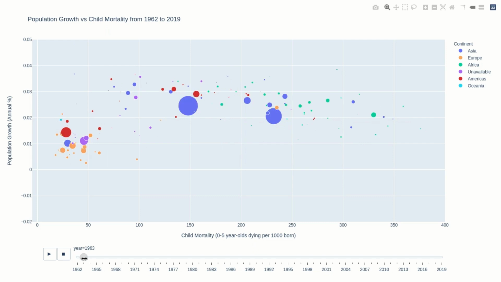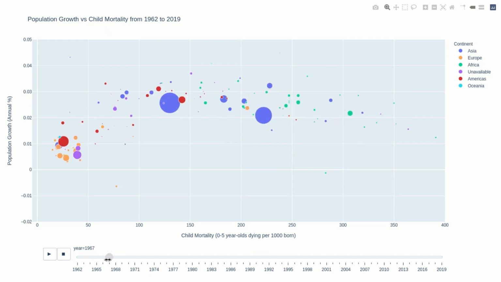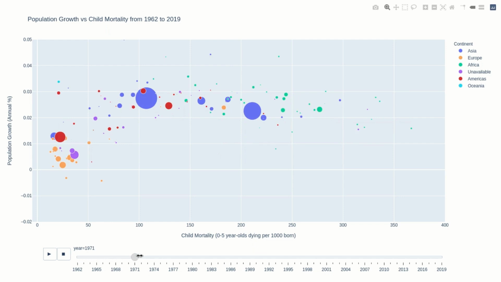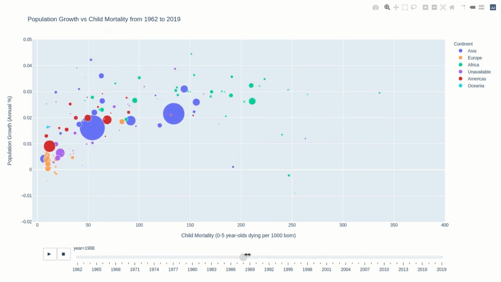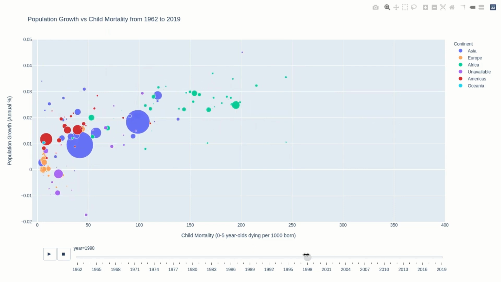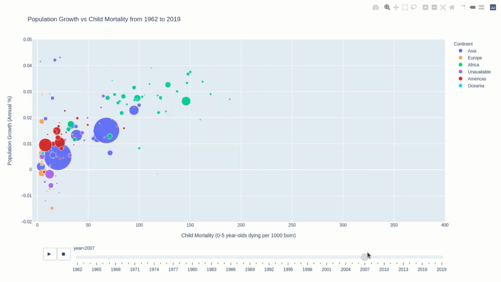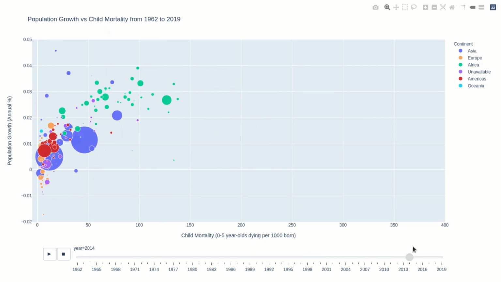But as time progresses, we see that the disparity between countries is decreasing, and countries are achieving a much better child mortality rate with time.